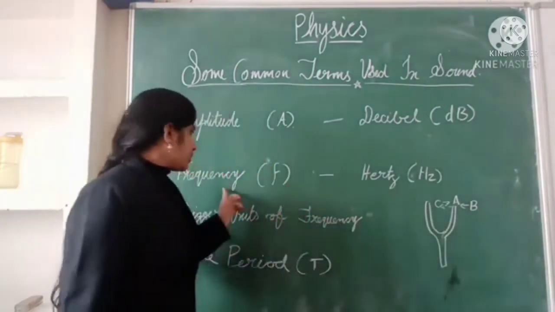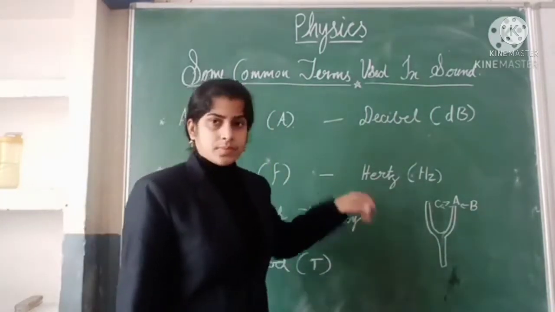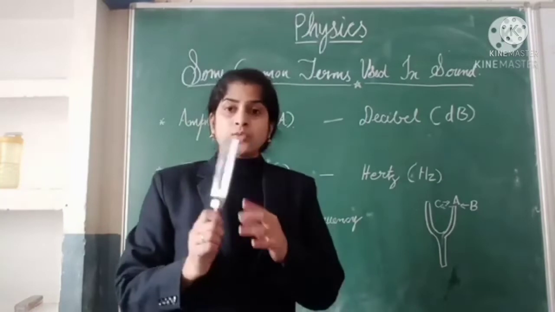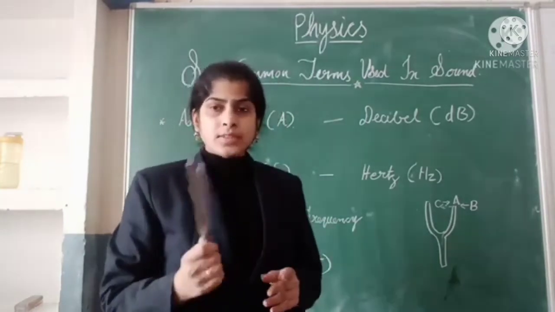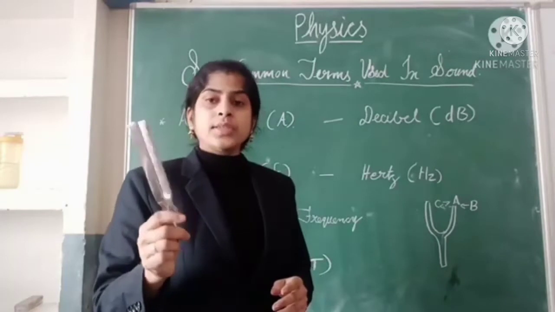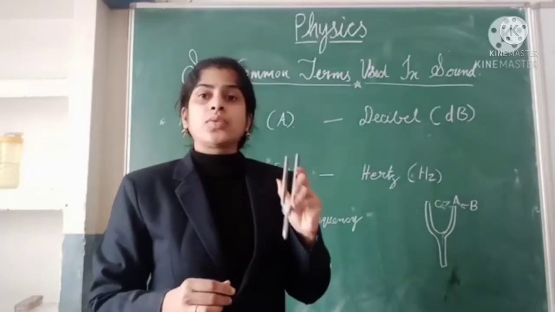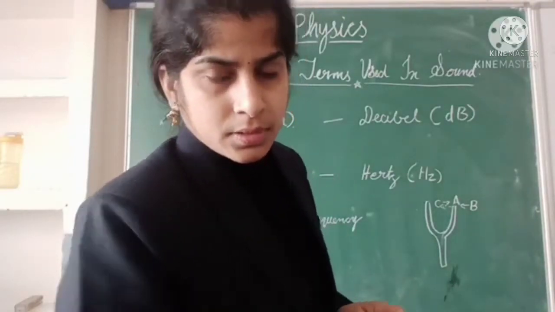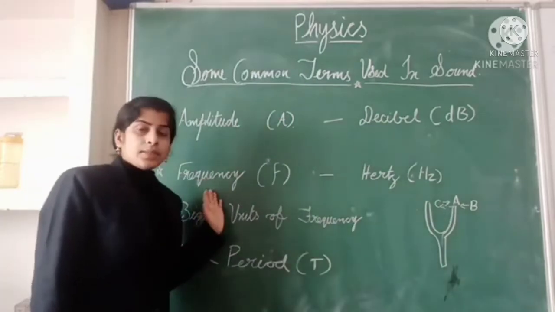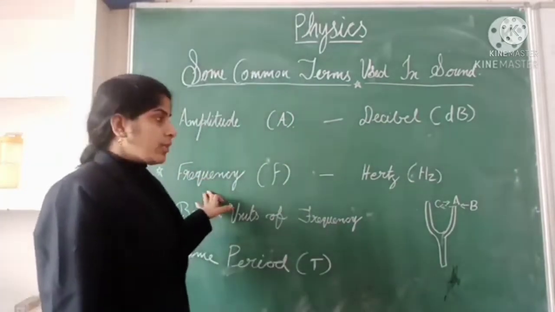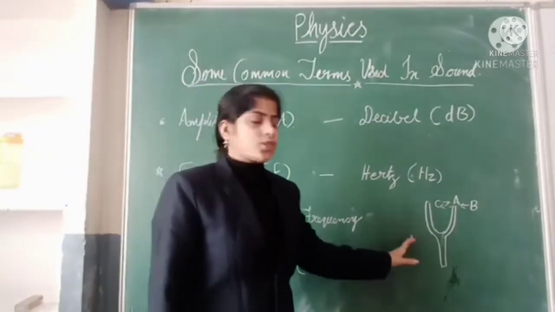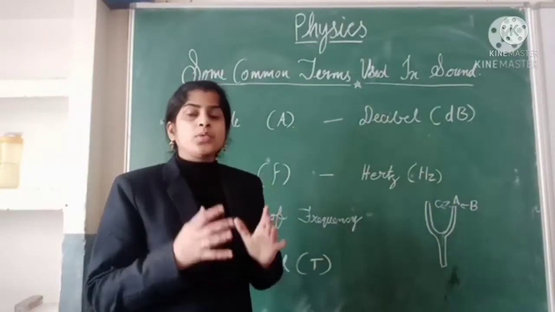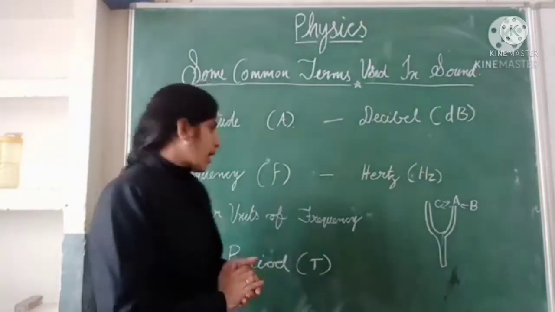Just think, now the tuning fork gave one vibration, so the number of vibrations is one, so the frequency is 1 hertz. In the case of this tuning fork, it produces 256 vibrations in one strike. So the frequency of this tuning fork is 256 hertz. Frequency means how many vibrations are produced in 1 second.